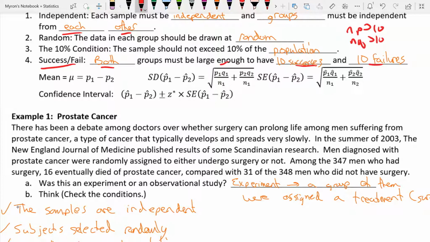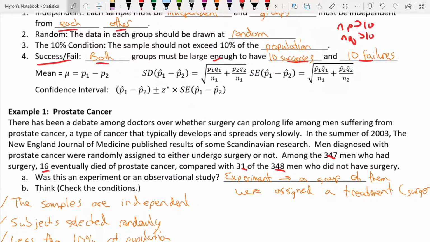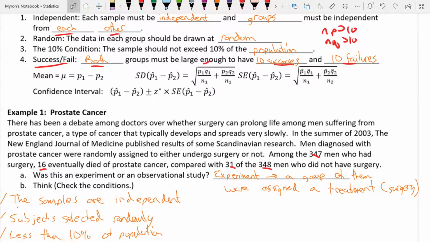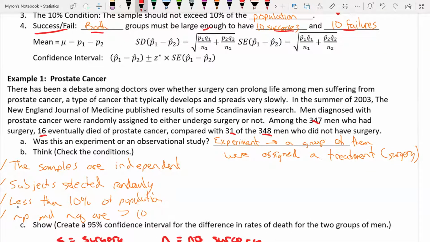So immediately when I look at it, I'm thinking, okay, the people that had surgery died at a lower rate, right? 16 out of 347 instead of 31 out of 348. It seems like we're going to be able to prove that the surgery was effective, but let's make sure. First thing they ask is, was this an experiment or observational study? That's from quite a few chapters ago, last semester, but hopefully you remember this. Whenever you assign a treatment like surgery, you make people go through surgery, that is definitely an experiment. You're not just observing, you're actually having these people do a surgery. So that is definitely an experiment on this one.